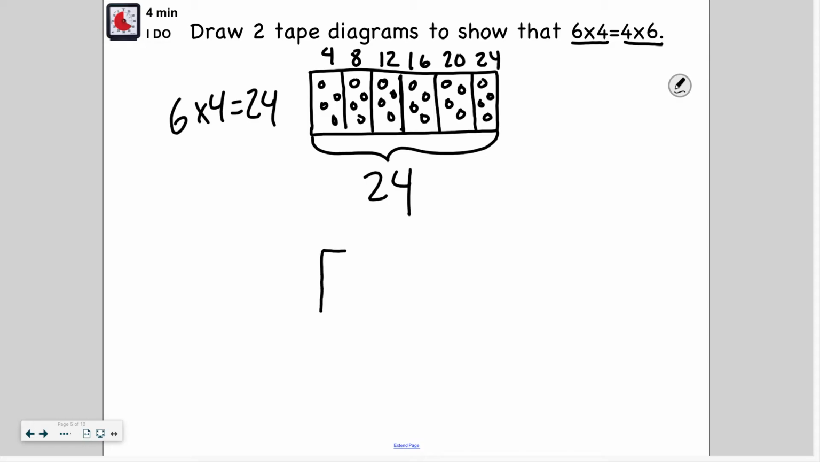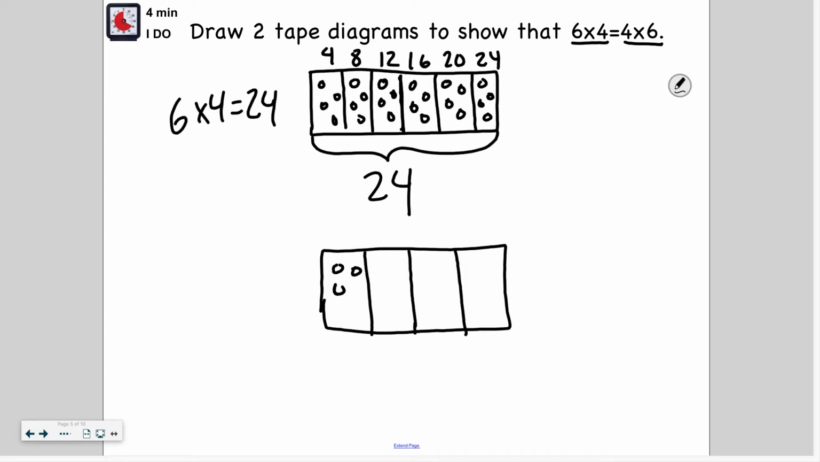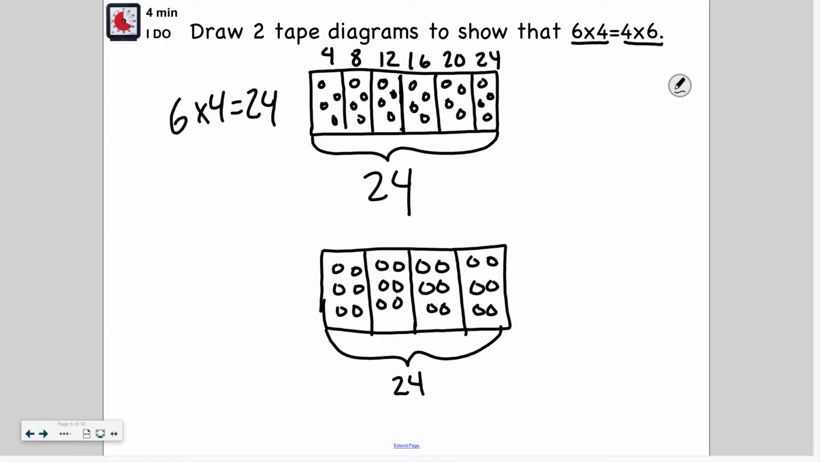Now I want to draw another tape diagram to represent the related fact of 4 times 6. That is 4 groups of 6. So I have my 4 groups now, and I want 6 in each group. Now I can skip count, but I already know the answer is 24 because the commutative property tells me that the answer does not change. But let's skip count to be sure. 6, 12, 18, 24. So we are correct.